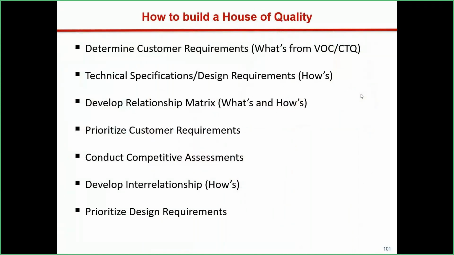So how to build a house of quality? Determine customer requirements, the what's from VOC and CTQs, technical specification, design requirements, the how, and develop relationship matrix between what and how. So we have to build a relationship between these first two parts. Prioritize customer requirements, conduct competitive assessment. This requires competitor assessment. So who is your competitor in the market? What they are doing, what they are doing good, what they are doing bad, what are the different products that are similar to what you are producing, and so on and so forth. Develop interrelationship between how, prioritize design requirement.